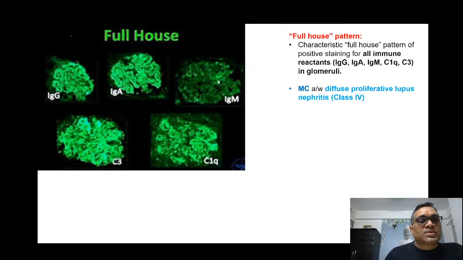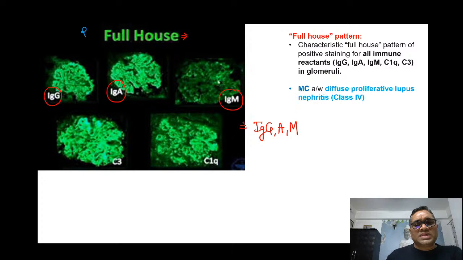Lupus nephritis, this was a question in the AIIMS exam: what do you mean by full house phenomena? Full house phenomena means you will see all the antibodies, IgG, IgA, IgM. At a minimum these three antibodies should be present, IgG, IgA, IgM. Along with these antibodies, there must be a presence of complements like C1q and C3.